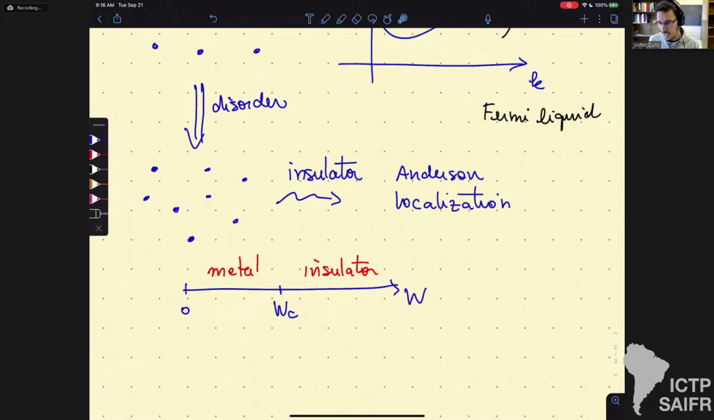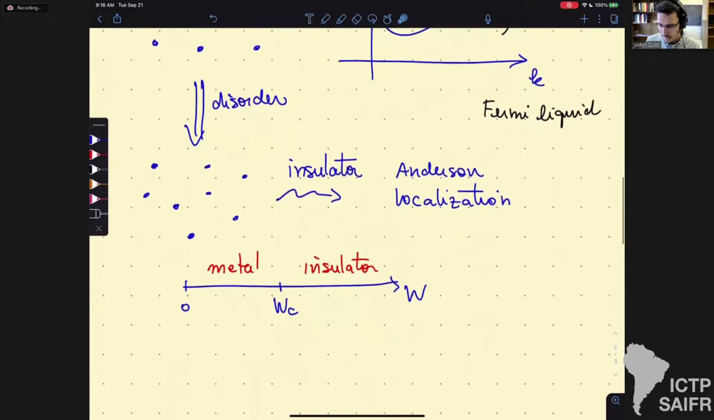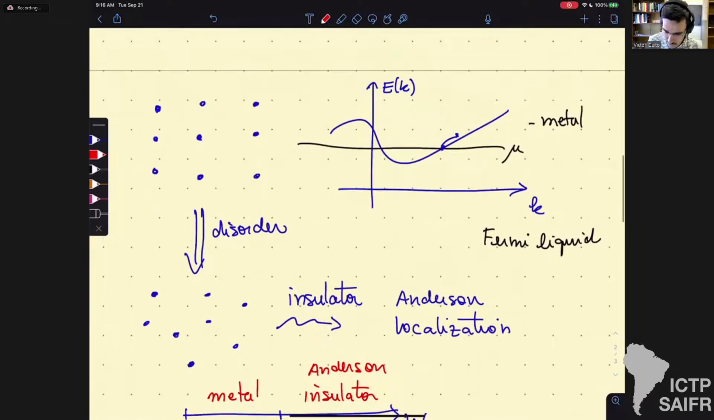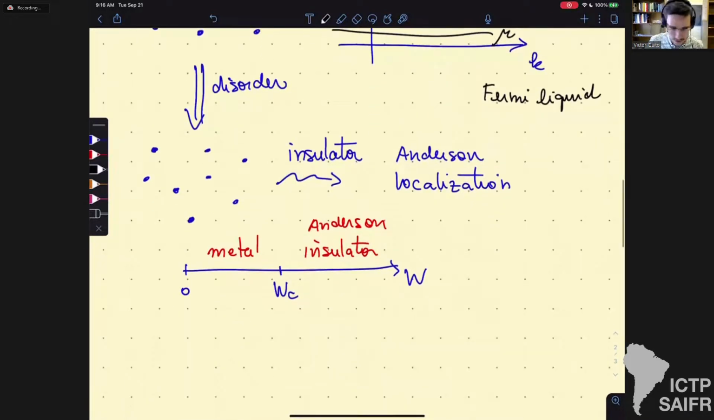In this case, a band insulator having now the eigenstates completely localized and therefore being in this Anderson insulator, let me put it here, to distinguish exactly from the band insulators. So you can have band insulators by just putting a chemical potential in the region where there is a gap. This is not what I'm talking about. I'm talking about localizing all the states of the system and therefore leading to this Anderson insulator state.